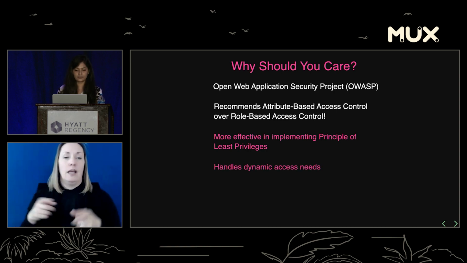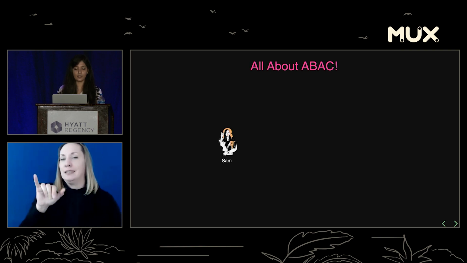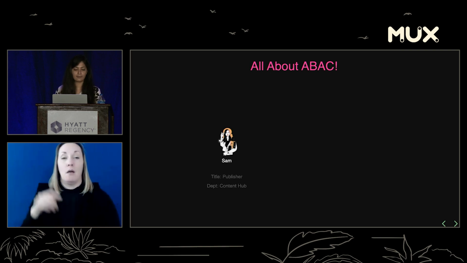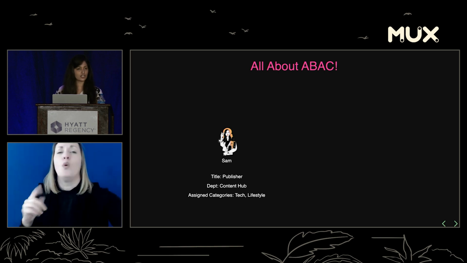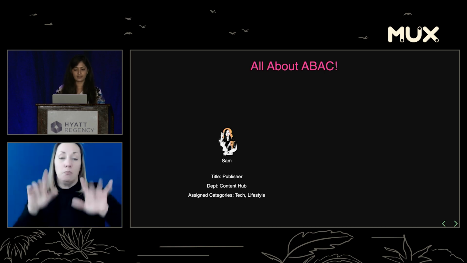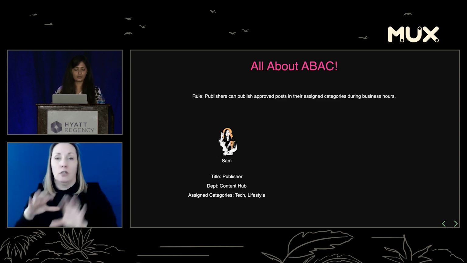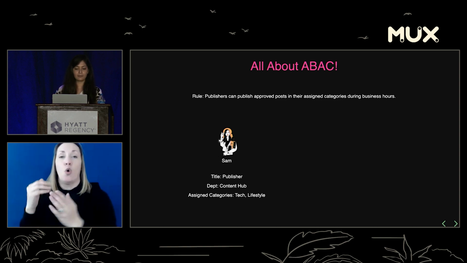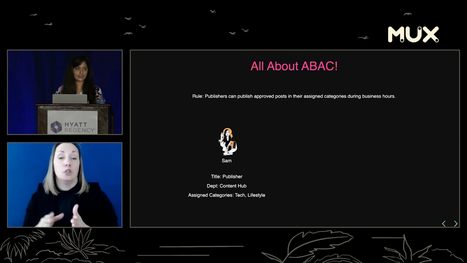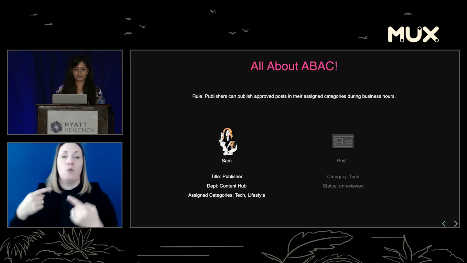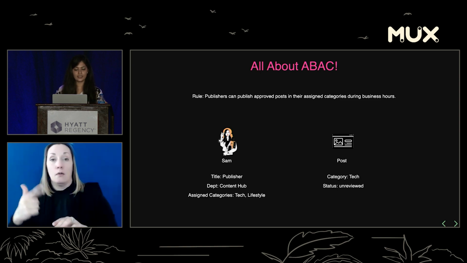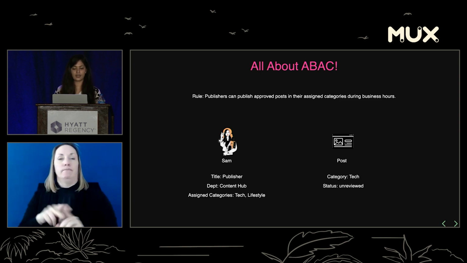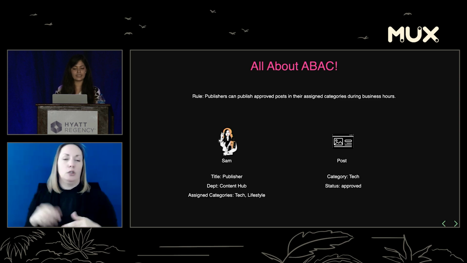Let's see how. Consider Sam, who is a publisher for a blogging application. When she joined, she was assigned categories within which she could take actions. The access control rule is that publishers can publish approved posts in their assigned categories, but only during the business hours. Whenever a blog post is created, it is given a certain category. It is initially unreviewed, but eventually gets approved by the editor.